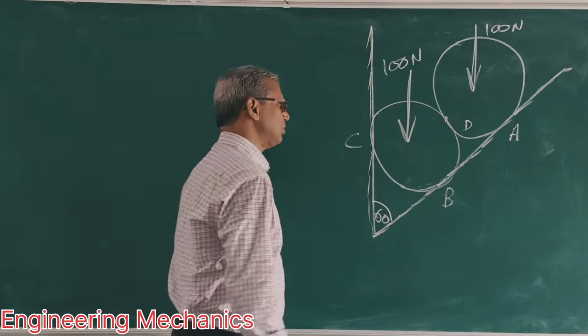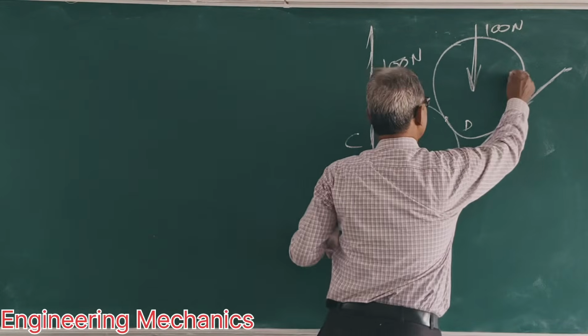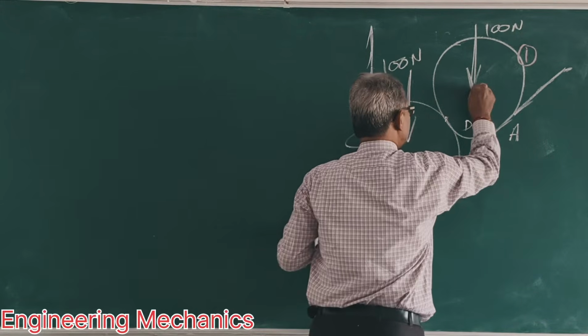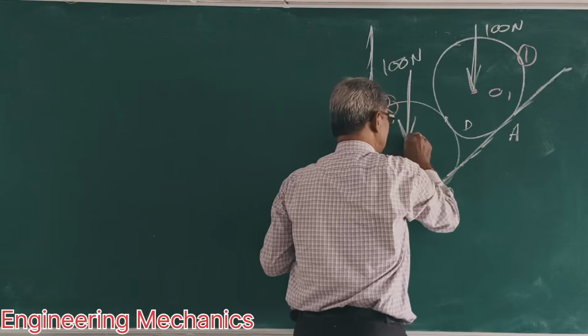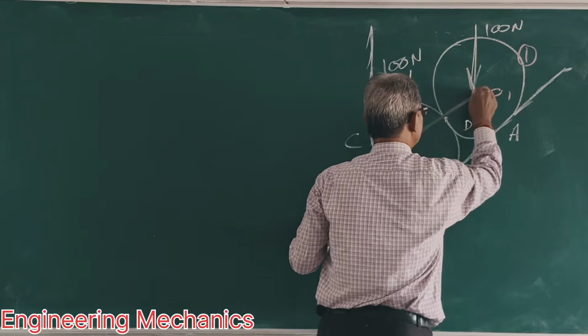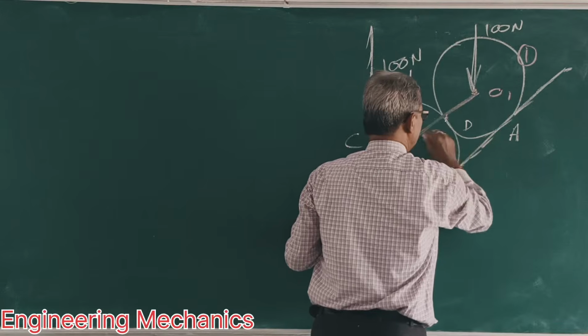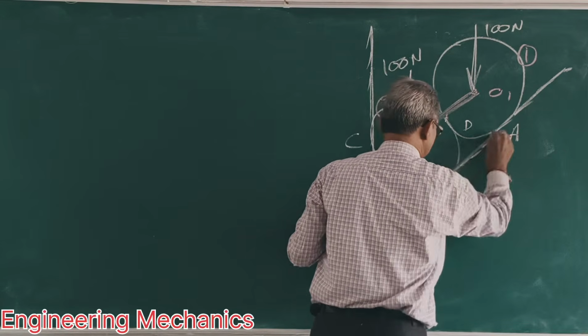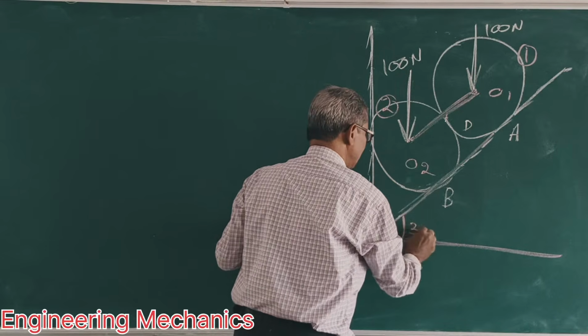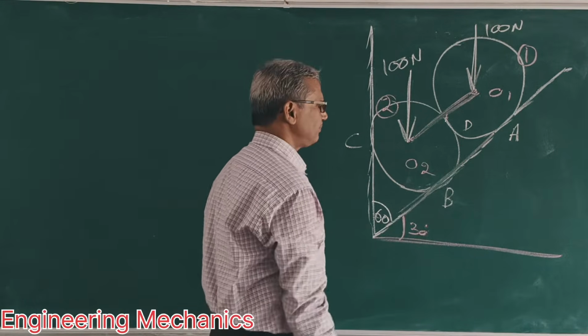This is roller 1, this is roller 2. This is center O1, this is center O2. Join the two centers. The axis is parallel to this axis. What is this angle? 30 degrees. So 60, 30.